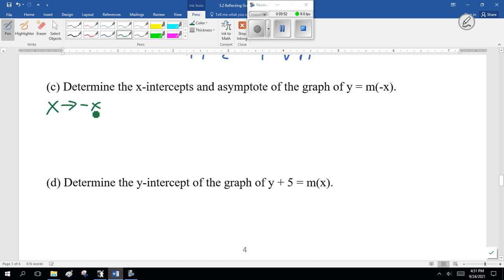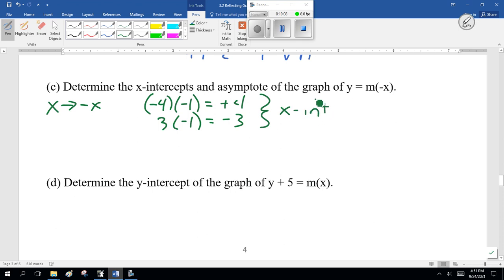What happens here? So my intercepts, -4 times minus 1 is equal to plus 4. 3 times minus 1 is equal to minus 3. My vertical asymptote was at plus 1, so it becomes minus 1.